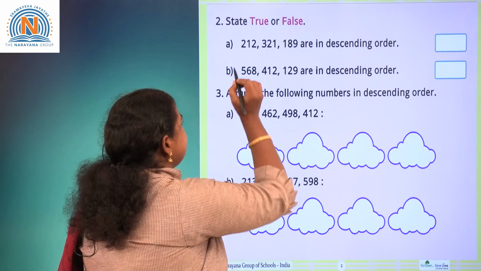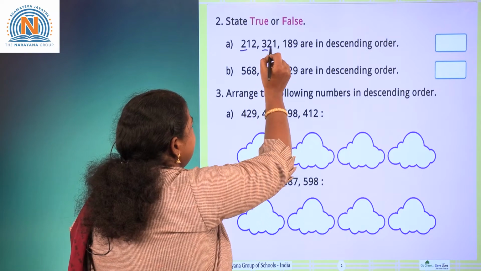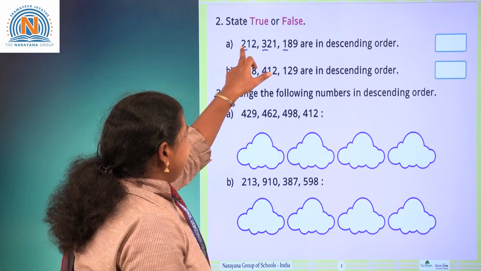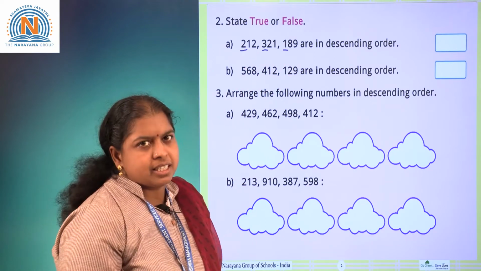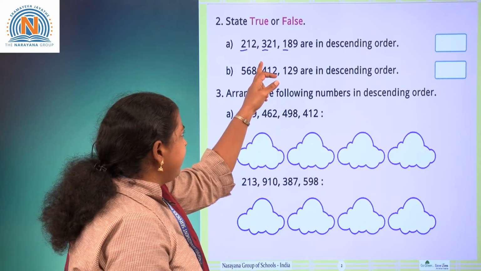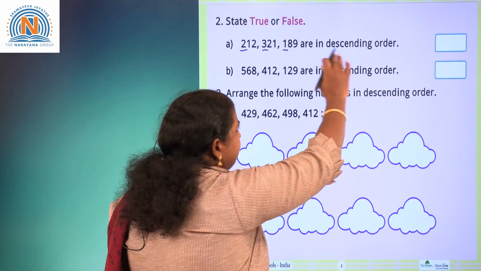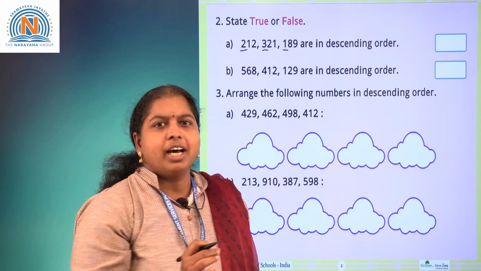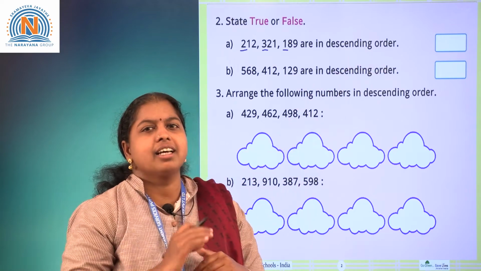If you observe the digits in the hundreds places, this is 2, this is 3 and this is 1. Right? 3 is the greatest among all, but it was not arranged in the first place. The number that starts with the digit 3 was not arranged in the first place. Okay? So, this statement, that means 212, 321, 189 were arranged in descending order, is the wrong statement.